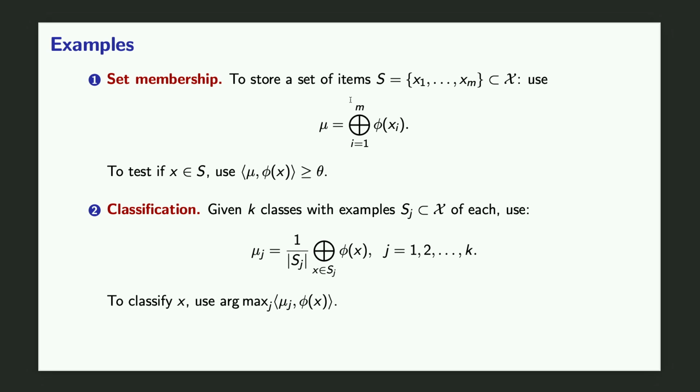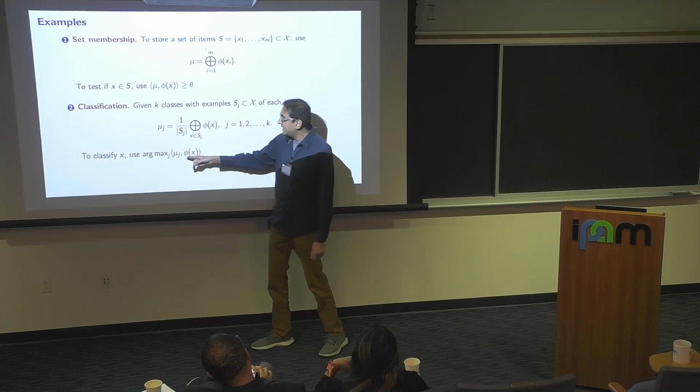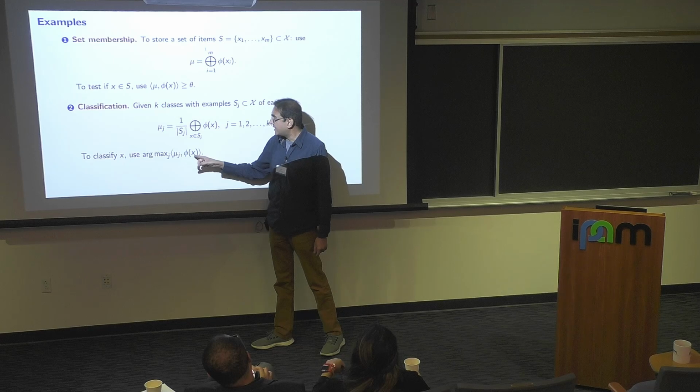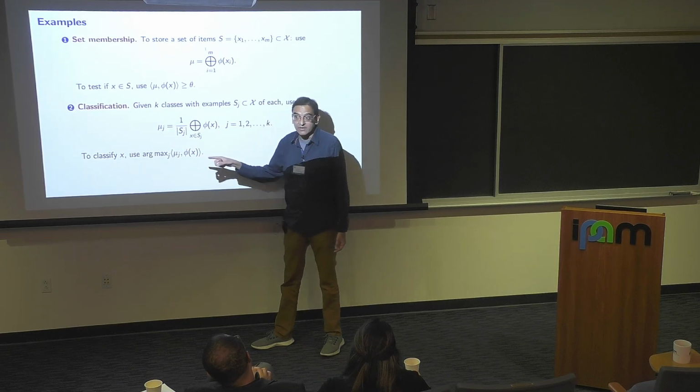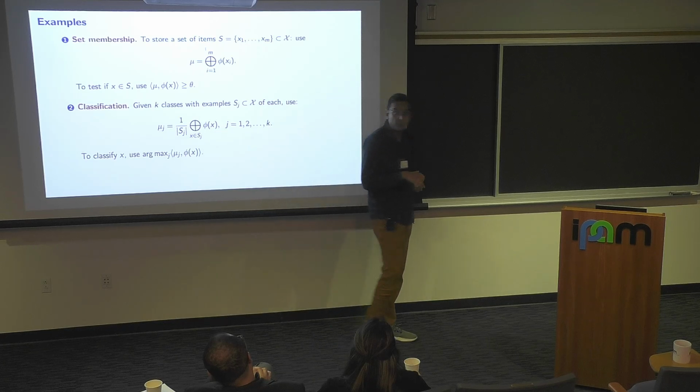Well, you create a vector for each class. And the vector is just the sum of the encodings of all items in that class, the average, okay? So it's just the average of each class, a lot like the associative perceptron. And to classify a new point, you just take the dot products of each of these class vectors with the encoding of the new point and return the largest one.